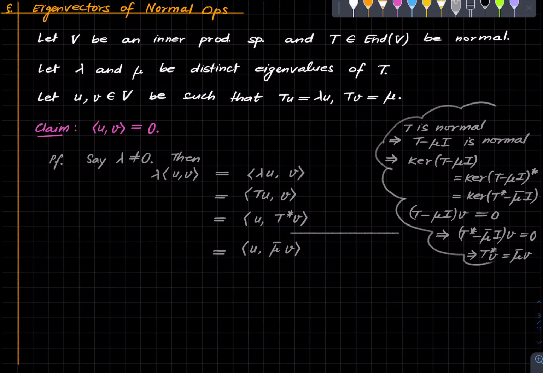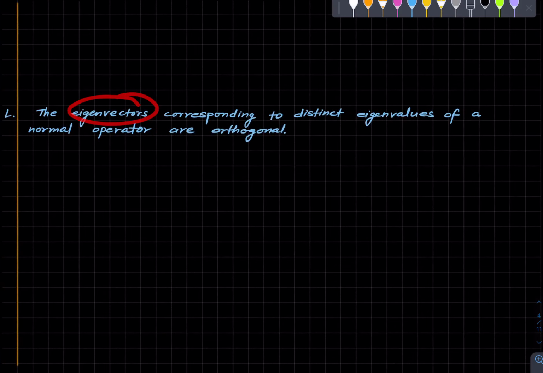And we continue. Okay, so what we have shown is this is equal to that, but since lambda and mu are distinct, it follows that this must be 0. So you finish that. So the conclusion is the following. The eigenvectors corresponding to distinct eigenvalues of any normal operator are orthogonal regardless of whether we are working over a real or a complex vector space.